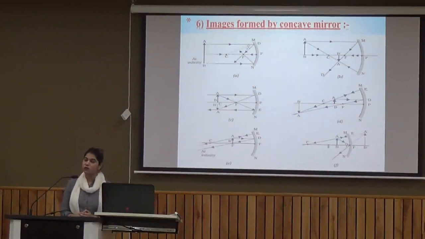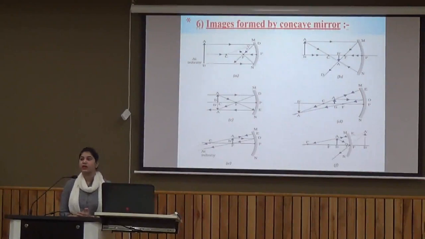Now we have shifted the object closer to the mirror. It's not at infinity; now our object is beyond C. In the first ray diagram, when the object is at infinity, the image is formed at the focus. The size of the image is point-sized, and the nature of the image is real, because the rays are actually meeting. So real and inverted is the nature of the image.